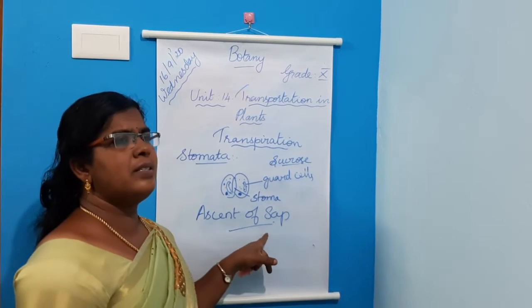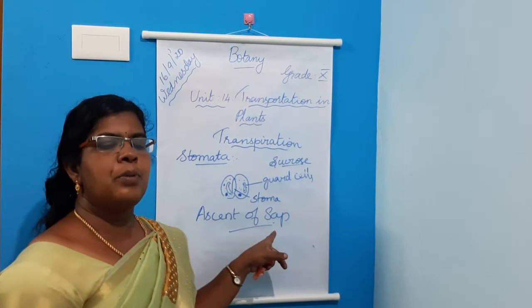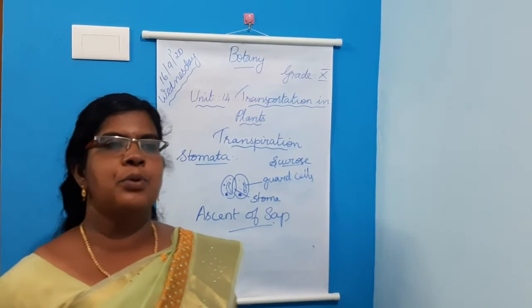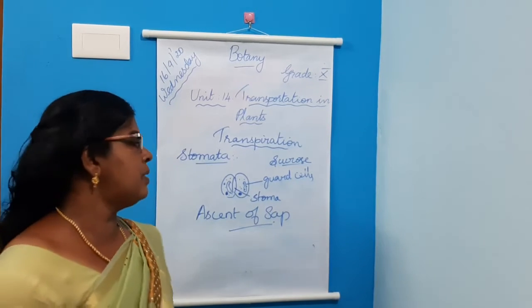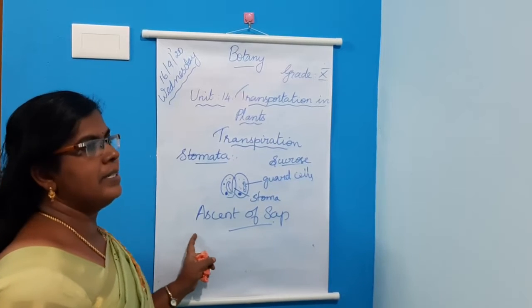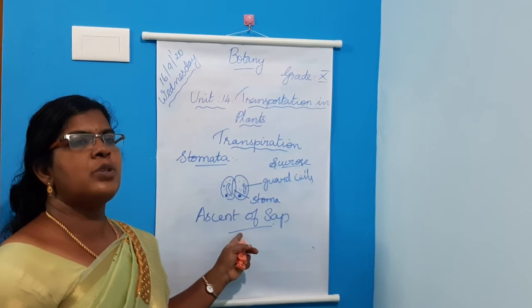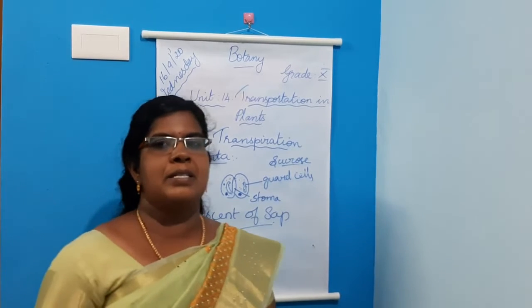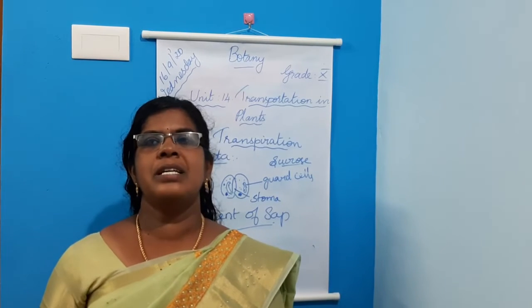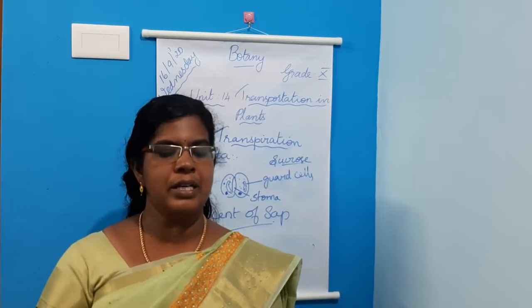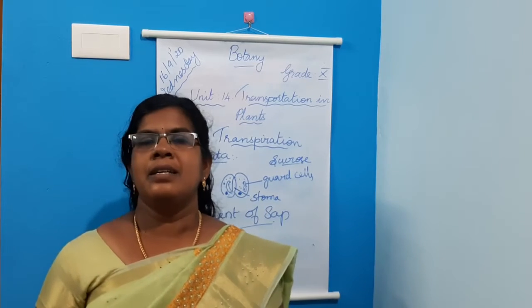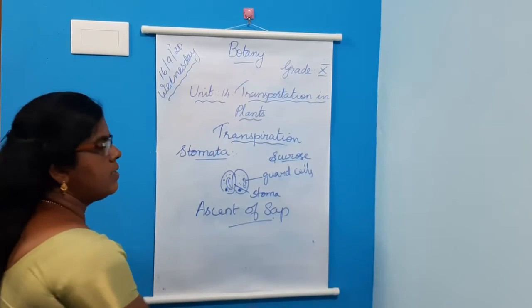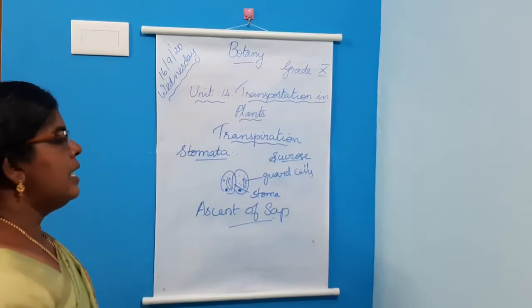What is ascent of sap? This upward movement of water and minerals from root to different parts of the plant body is ascent of sap. Several factors are responsible for ascent of sap. First one is root pressure. Next is cohesion and adhesion of water molecules. Then another one is capillary action.